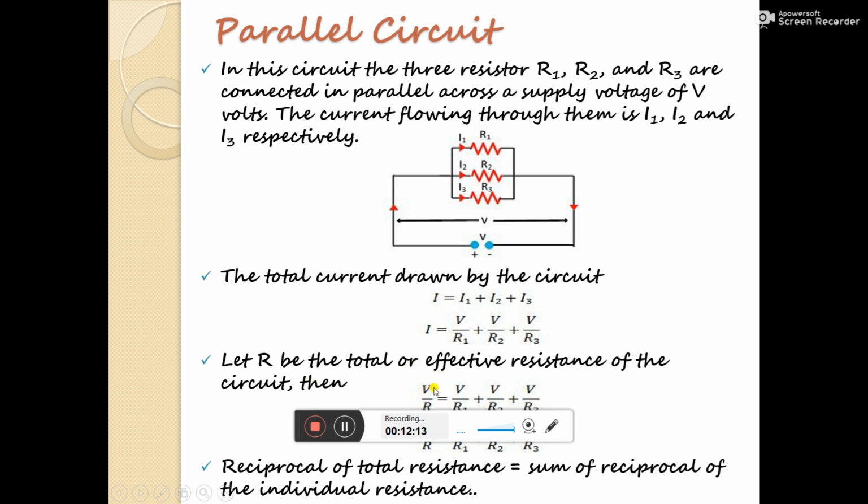Then we can write V by R is equal to V by R1 plus V by R2 plus V by R3. V can be taken as common. We have 1 by R is equal to 1 upon R1 plus 1 upon R2 plus 1 upon R3. So the reciprocal of the total resistance is equal to the sum of the reciprocals of the individual resistances.